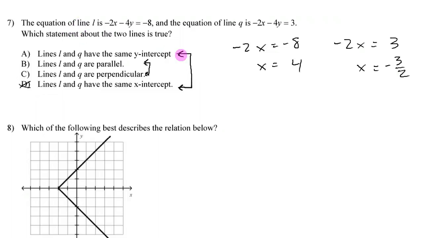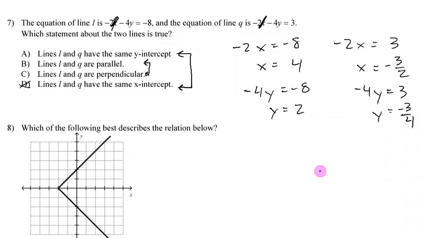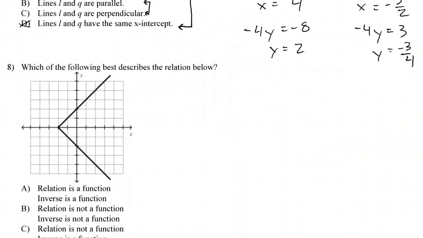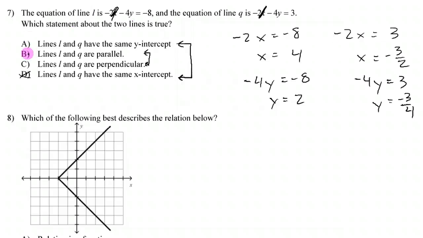Then we do the same thing for y. We're going to plug in 0 for x to find the y-intercept. So if I do that, I get negative 4y is equal to negative 8, because this cancels out. Right? If I plug in 0, I get y is equal to 2. Same thing here. If I plug in 0 for x to get my y-intercept, I get negative 4y is equal to 3, which is y is negative 3/4. So we see, okay, no, that's not correct. So it's not the same y-intercept either.